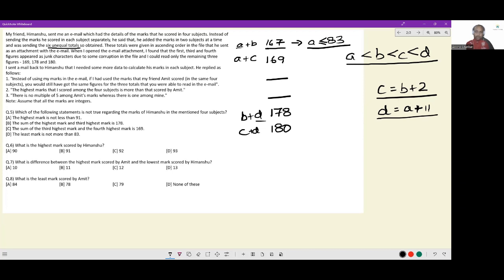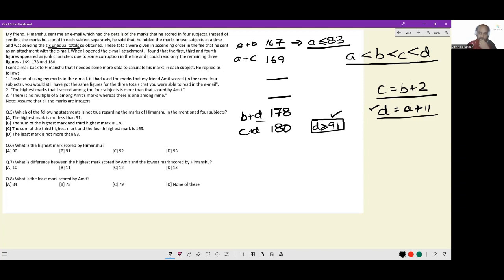C plus D is equal to 180. Given that D is greater than C, can I say D has to be greater than equal to 91? D has to be greater than equal to 91. And now use this point and this point together. If D has to be greater than equal to 91, can I say if the LHS is greater than equal to 91, A plus 11 has to be at least equal to 91.